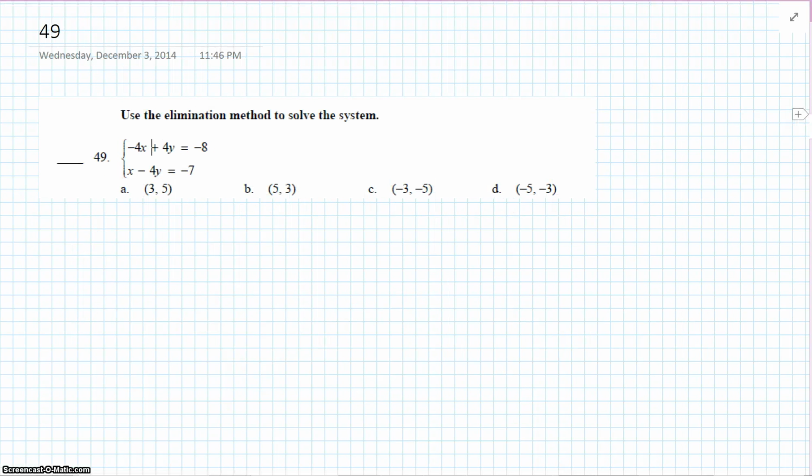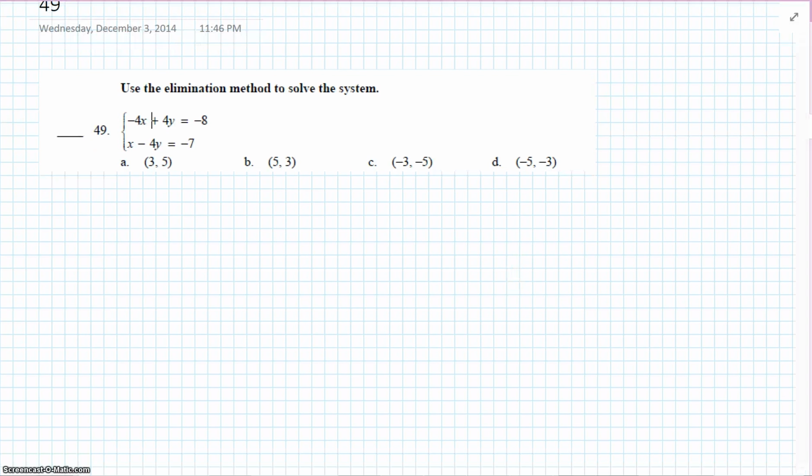49. Use elimination. All right, don't worry about that. That should be the plus sign. So it's already set up, so we can just add them together as is. So negative 4x plus x is negative 3x. The y's are going to cancel. Negative 8 minus 7 is going to be negative 15. So x is 5.